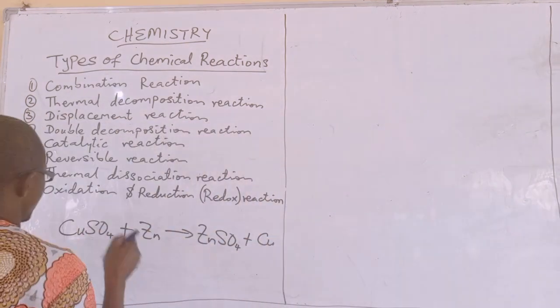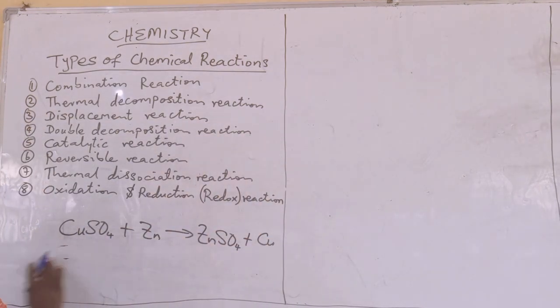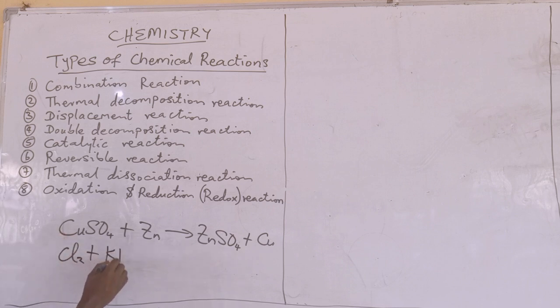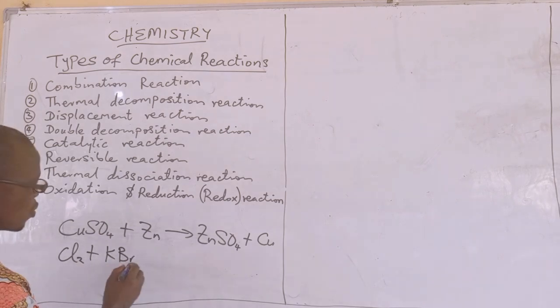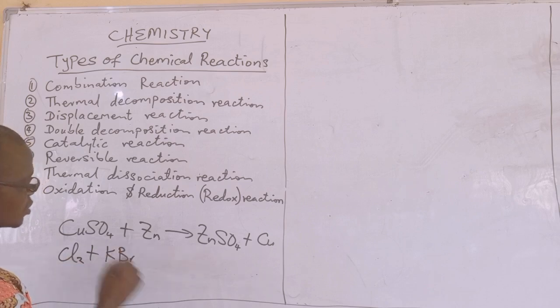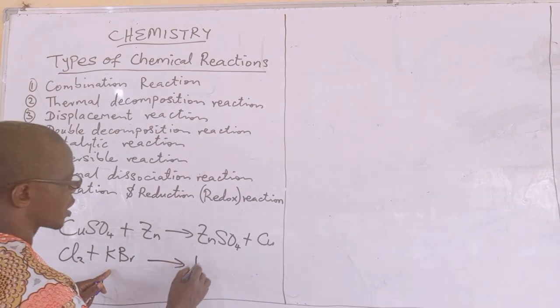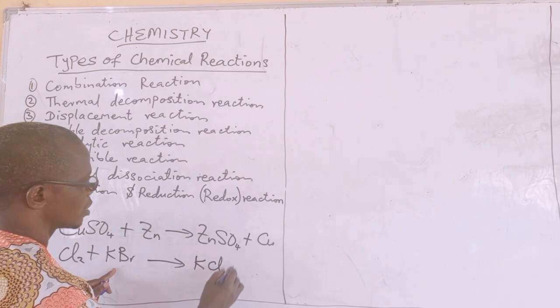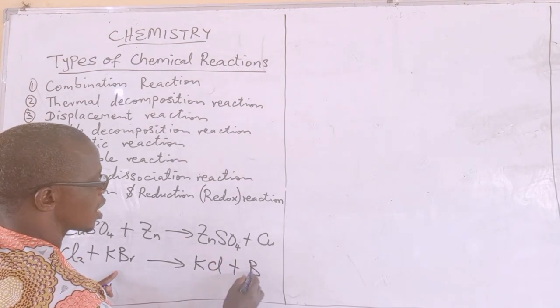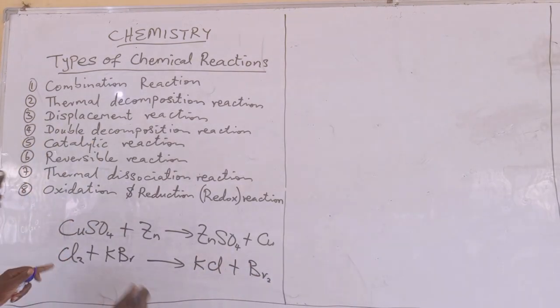For example, if I say Cl2 reacting with KBr. This is a non-metal in a compound. So this now can displace this to form KCl plus Br2. Now, as usual, when you write an equation, you balance that equation if it is not balanced.